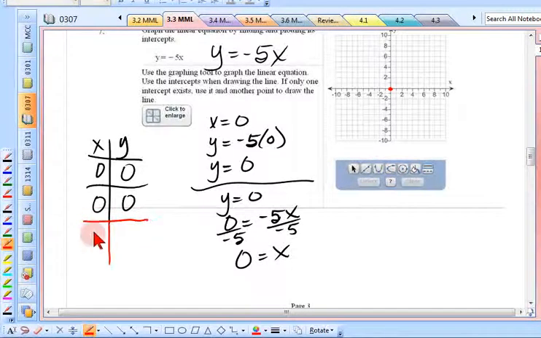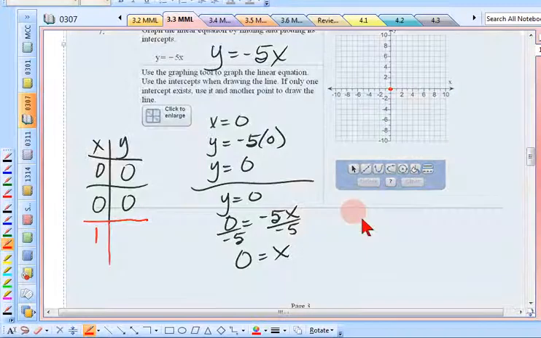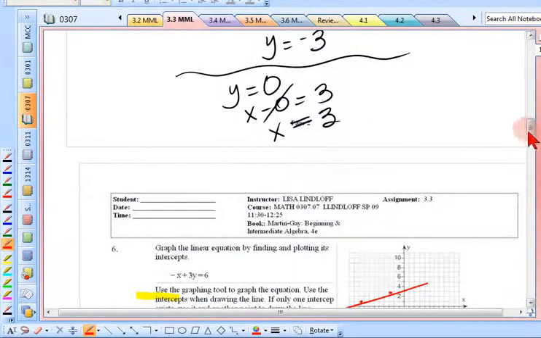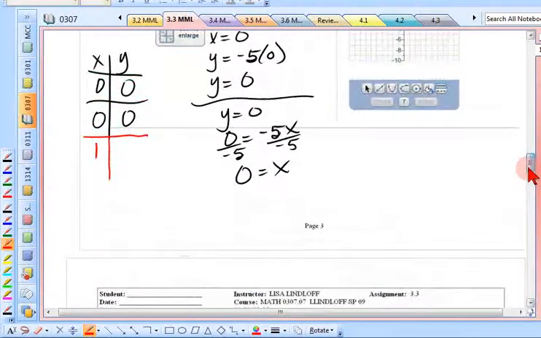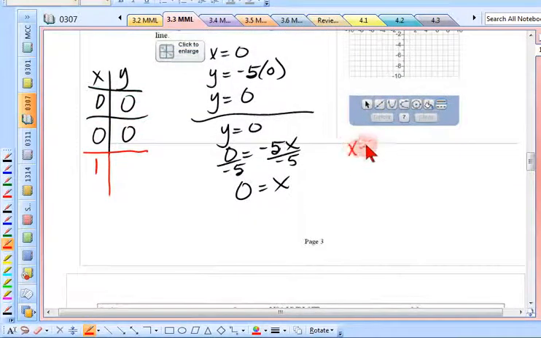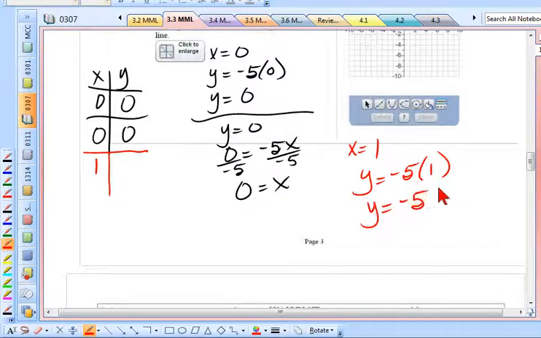get another point. So I'll just let x be 1 because I think I said earlier 0 was my favorite number and 1 is second. And I'm doing this part in red. If I have x is 1 and y equals -5 times 1, y is -5.